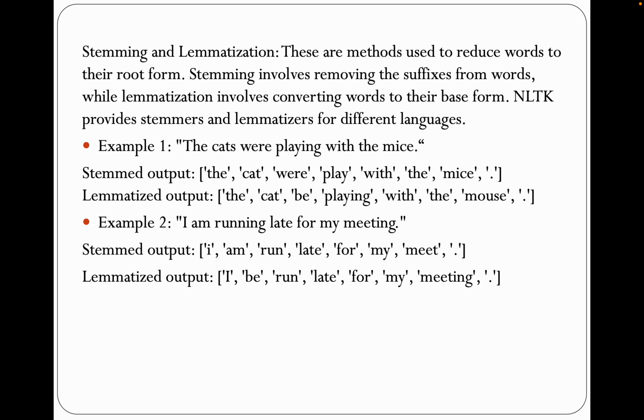So the stemmed output would be: the cats is reduced to cat, as we know stemming involves removing suffix from the word, and playing is reduced to play, with the mice, and the lemmatized output would be the cat, we see where 'were' is being reduced to its base form 'be', and then playing with the mice is reduced to its base form mouse.